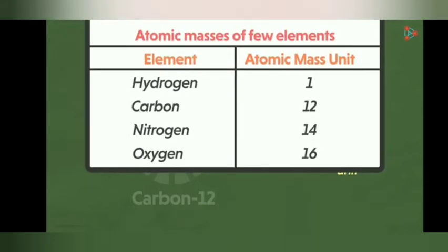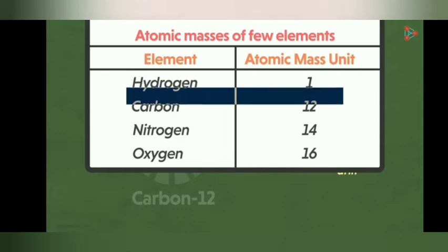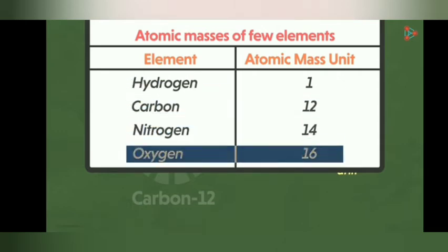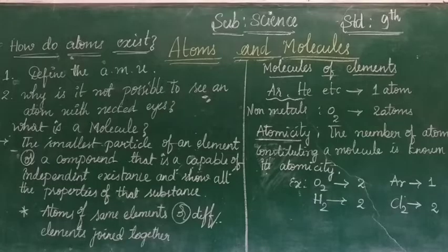Now let's see the atomic masses of a few elements like hydrogen, oxygen, nitrogen and so on. Now let us understand how atoms exist. Atoms of most elements are not able to exist independently. Atoms form molecules and ions. These molecules or ions aggregate in large numbers to form the matter that we can see, feel or touch.